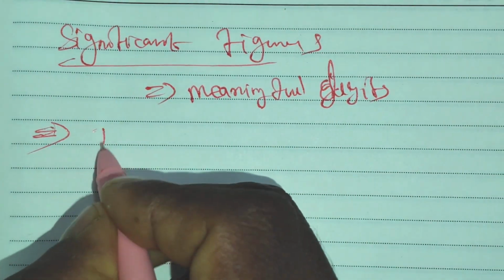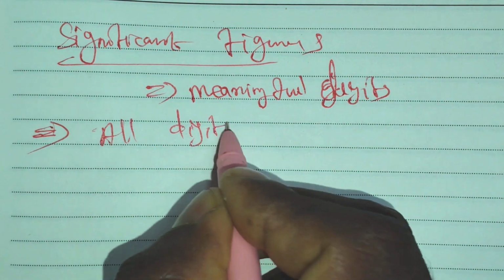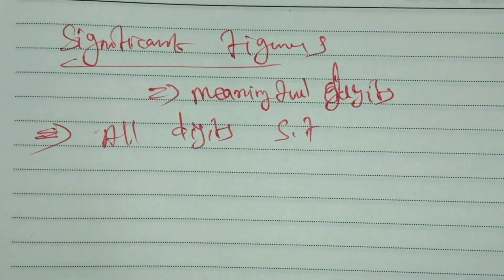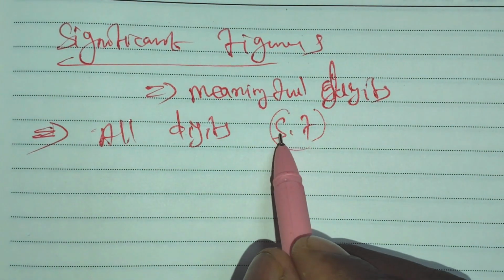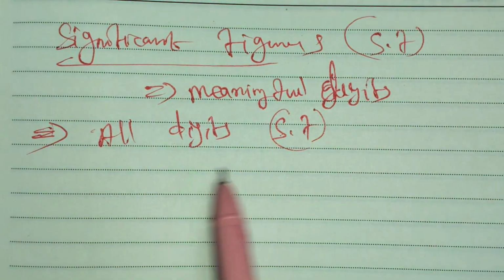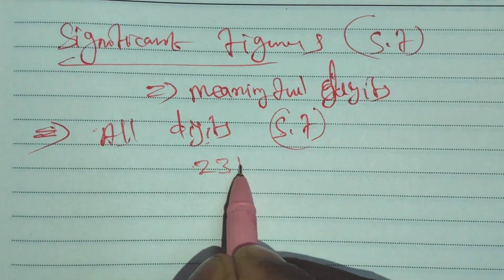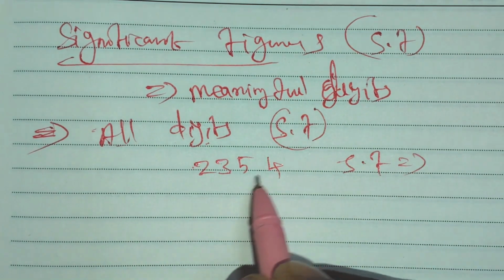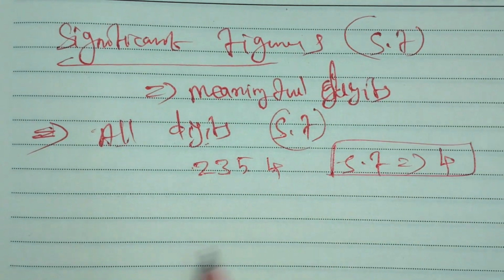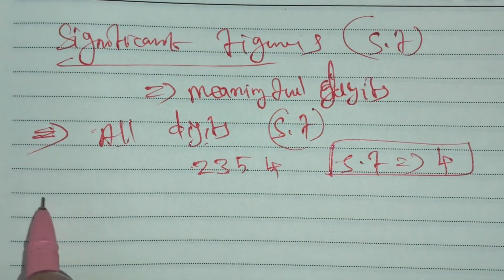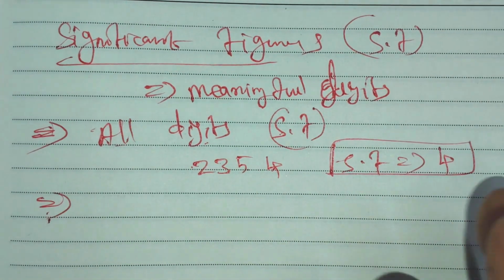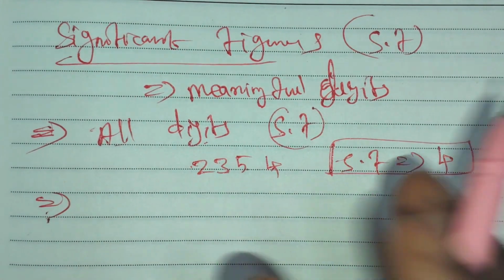The first rule: all the non-zero digits are significant figures. I can write significant figure in short form as SF. For example, 2 3 5 4: the significant figures are 1 2 3 4, so 4 significant figures. The next concept is zeros between digits.